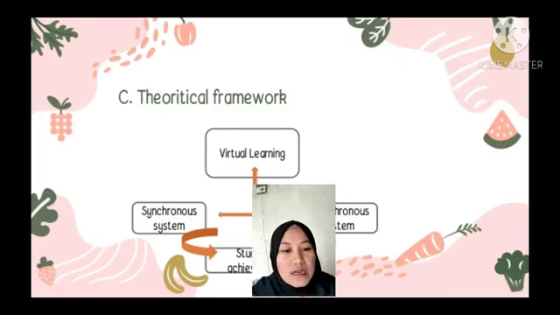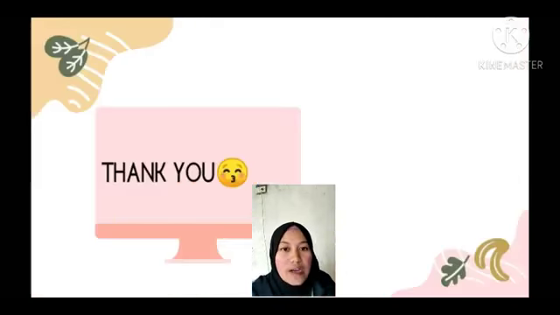The last is the theoretical framework. This figure explains that in this pandemic, we are using virtual learning that uses two systems, that is synchronous and asynchronous system, to get students' achievement. Okay, that's all for me.